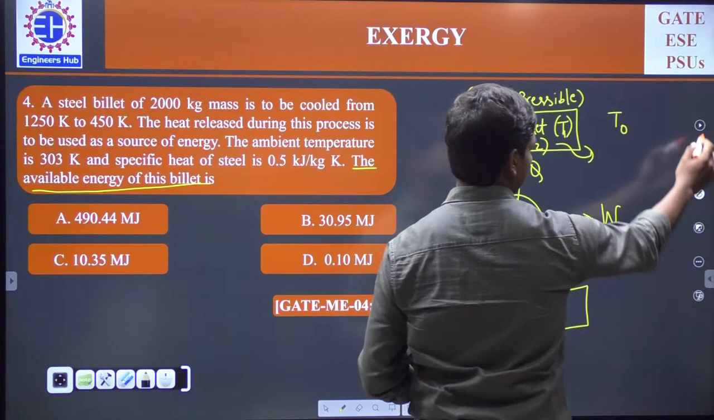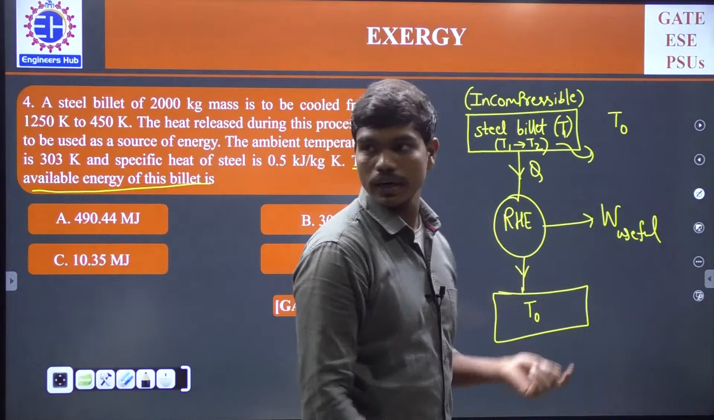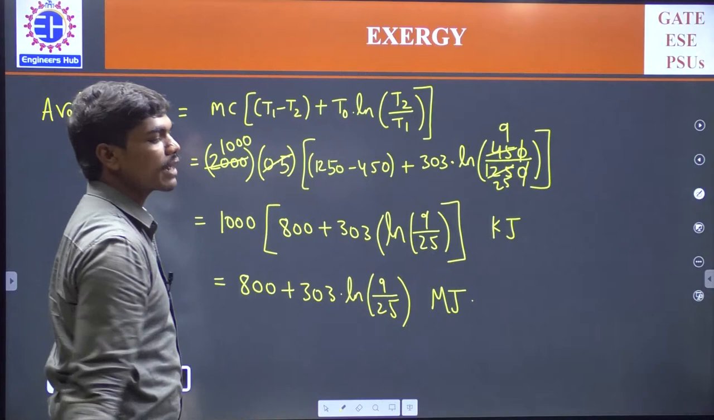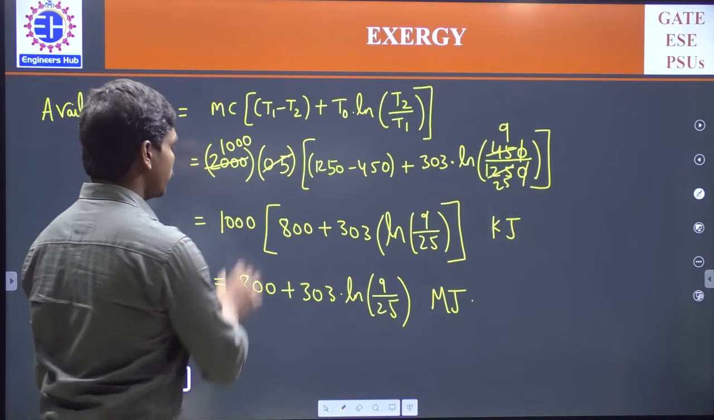Correct? We have got everything. So let us calculate the data now. Let us perform these mathematical calculations and get the answer. Because if this is in kilojoules, divided by 1000 will give you megajoules, correct? Because mega is 10 power 6. So if you divide this kilojoules by 10 cube, this is the answer in megajoules.